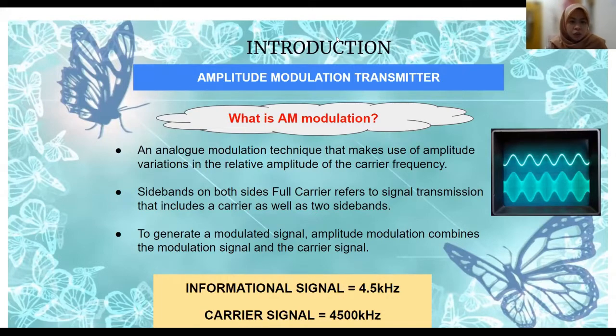As we know, AM modulation is a technique that makes use of the amplitude variation in the relative amplitude of the carrier frequency. Next, AM modulation is a double sideband full carrier, which refers to a signal transmission that includes a carrier as well as two sidebands. Last, to generate a modulated signal, the amplitude modulation is a combination of the modulation signal and the carrier signal. For our group, we choose the informational signal 4.5 kilohertz.